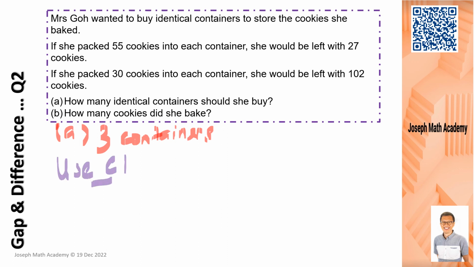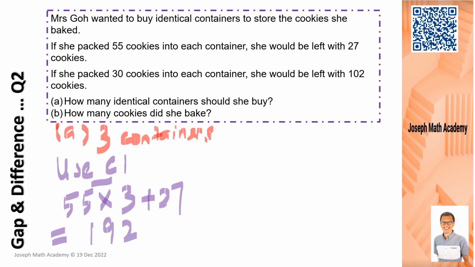All right. Now, she should buy 3 containers, right? So 55 cookies in each container. She will have 27 left. All right. So if you use your calculator and we follow the order of operation, we should get our answer 192.